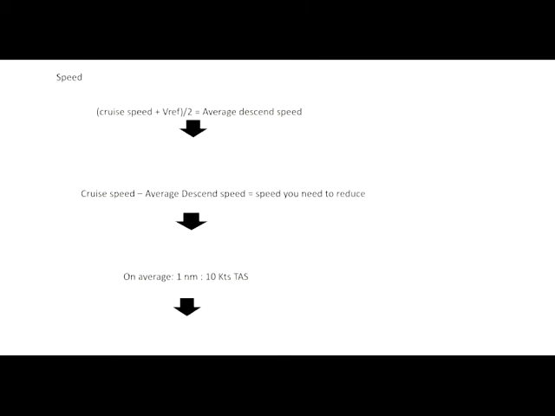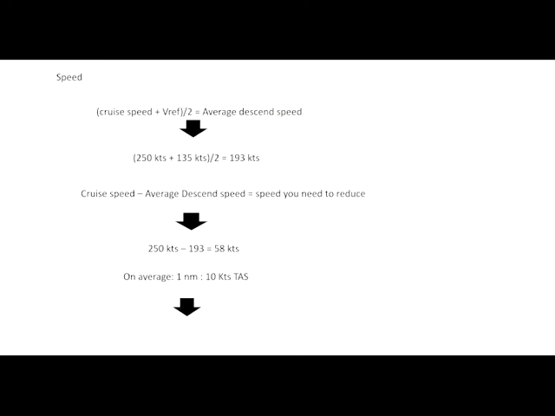Next, we're moving on to airspeed. The cruise speed plus VREF divided by 2 should give you average descent speed. My cruise speed is 250 knots. My VREF is 135, so divided by 2 equals 193 knots. Now I take cruise speed minus average descent speed to get the total speed you need to reduce. So 250 knots minus 193 knots equals 58 knots total that you need to reduce.